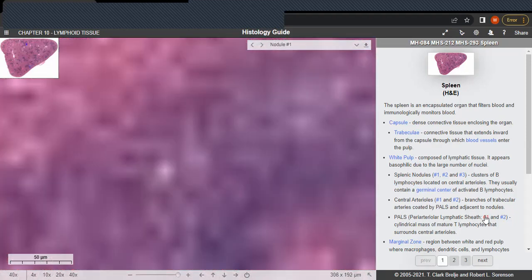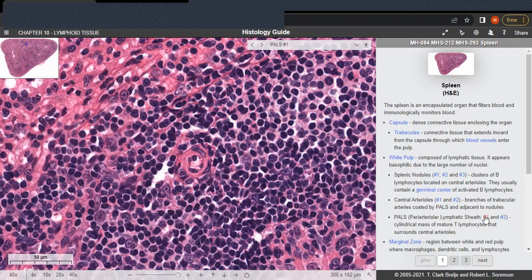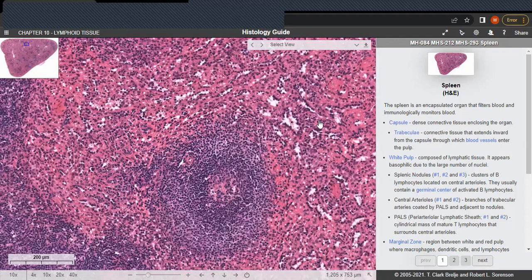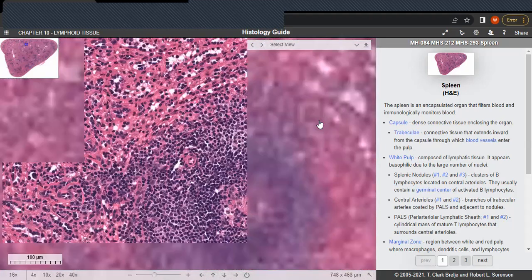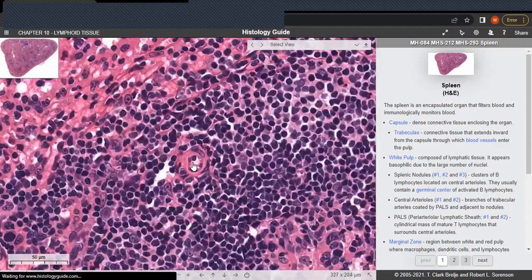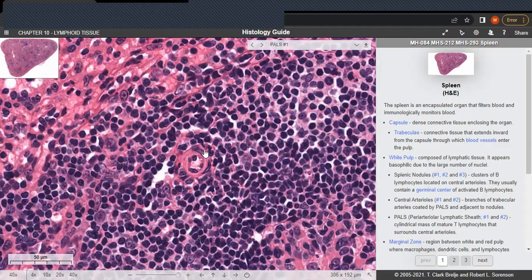If you look at the periarterial lymphatic shield, some people might confuse it with the nodule, but this is what I want you to see. You can see this is the arteriole here, but it is surrounded by lymphatic tissue. This is known as the periarterial lymphatic shield. So what is the difference between a nodule and a periarterial lymphatic shield? A periarterial lymphatic shield has an arteriole. You can see where the arteriole is here. I should magnify more for you to see it clearly. This is the arteriole here.